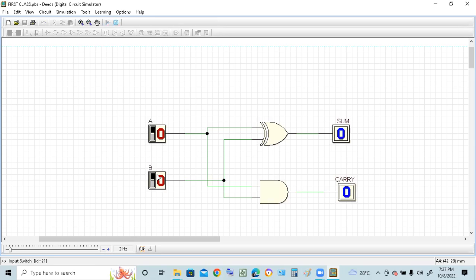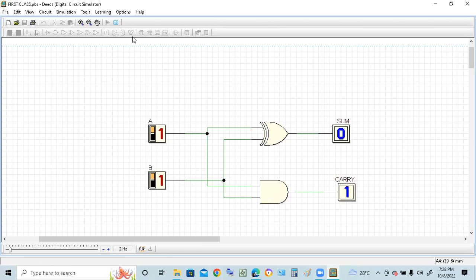All right, so A and B is 0, so my carry is 0. All right, go on again now. When A is 0, B is 1. What's supposed to happen? Sum is 1 and carry is 0. All right, there it is. When A is 1 and B is 0, sum is 1 and carry is 0. All right. When both of them are 1, what happened? Sum is 0 and carry is 1. All right. So that's the whole thing.